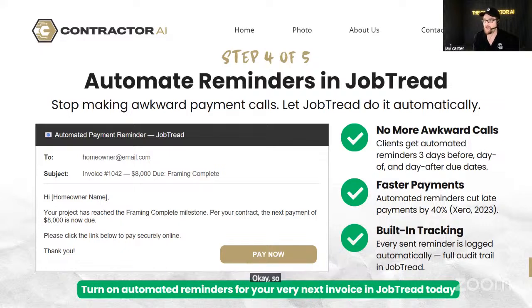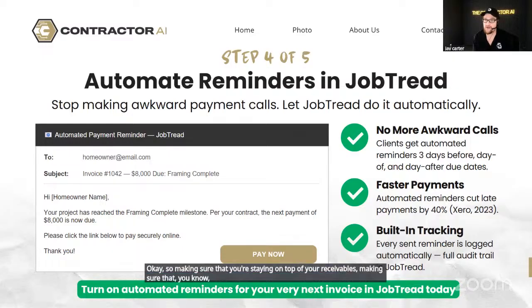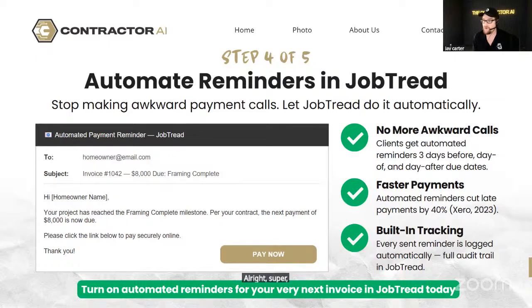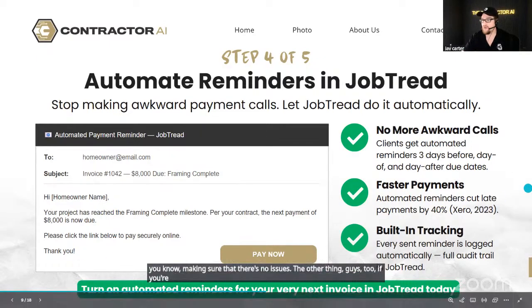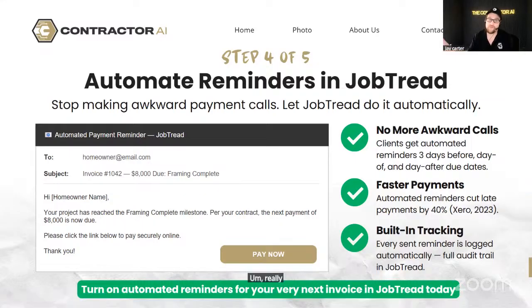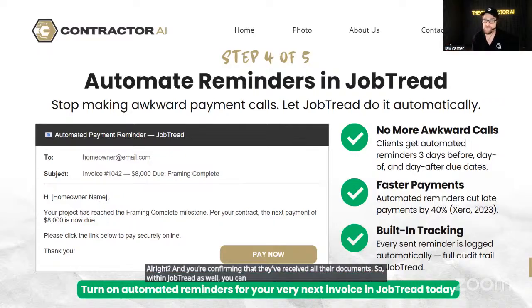So making sure that you're staying on top of your receivables, making sure that you remind their accounts payable department. Super, super helpful for making sure that there's no issues. The other thing, guys, if you're doing commercial, really, really important, is that you are understanding how their billing terms are, and you're confirming that they've received all their documents. So within JobTread as well, you can see when the documents have been opened.